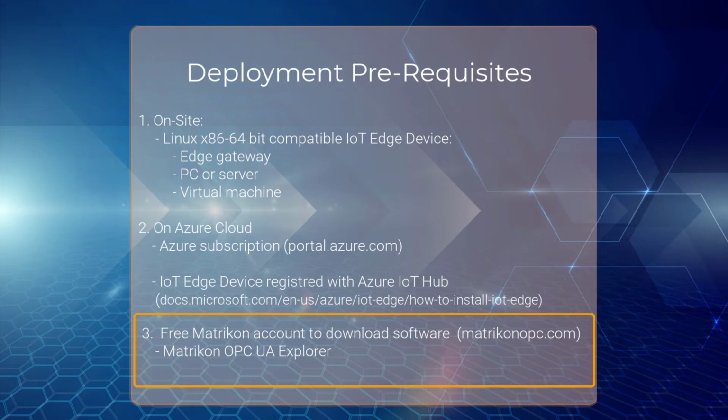Finally, number three, you will need a free Matrikon account so you can download Matrikon software like Matrikon OPC UA Explorer, which is used for Matrikon Data Broker configuration. And now, let's get started.